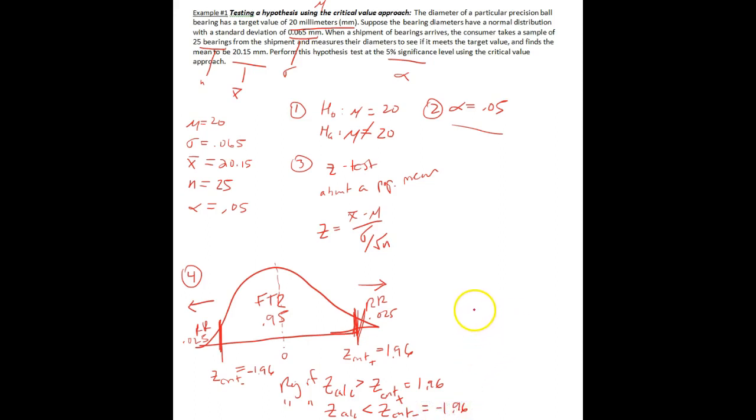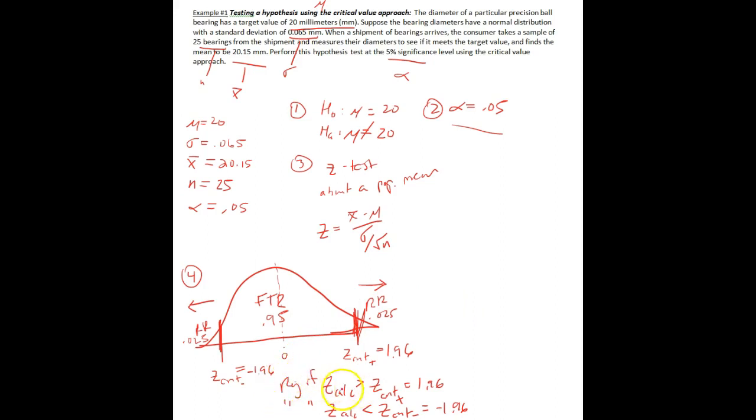So I'm just going to repeat what I just said. Basically what we're doing in this statement is we're formalizing what we see here in this picture, right? We're saying if you cross over this negative 1.96, you're now in the rejection region. Or if you cross over this 1.96, you're now in the rejection region, right? So we're just formalizing that.